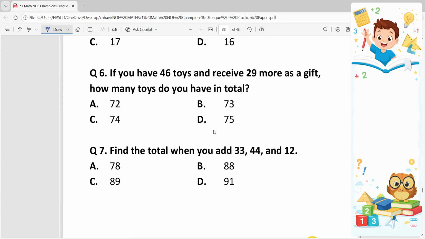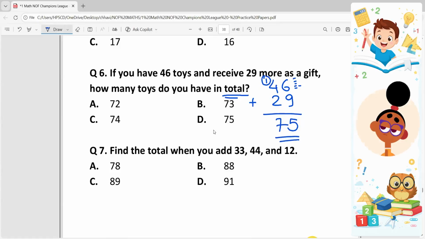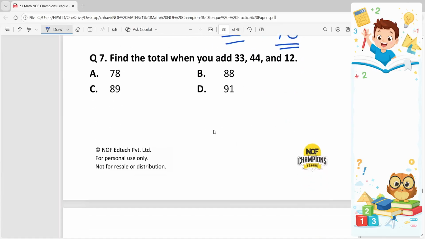Sixth question. If you have 46 toys and receive 29 more as a gift, how many toys do you have in total? Total means to add. So 46 plus 29. Let's add it. 6 plus 9 is 15, so 5 over here, 1 carried over here. So 4 plus 1, 5, 6 and 7. So 75 toys we have in total. So 75 is option D. So D is correct.